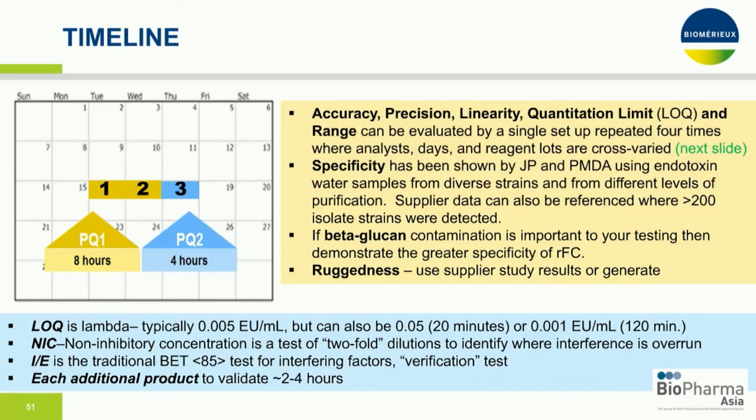The NIC test, typically 2-folds or 10-folds to show where the interference is overcome, and this is what BET 85 recommends for LAL testing, so we've taken that to apply it here. And also the IE testing, which is your verification testing, very analogous.